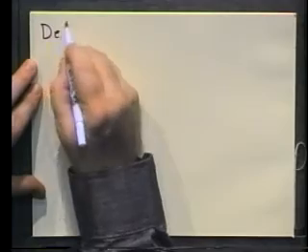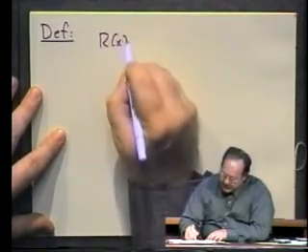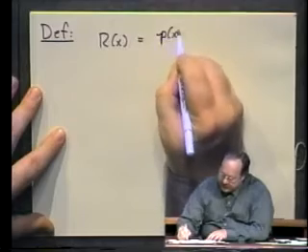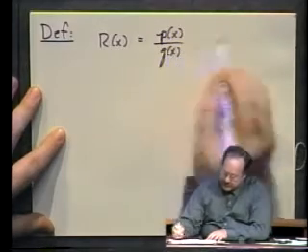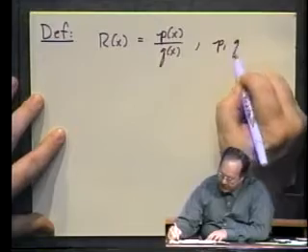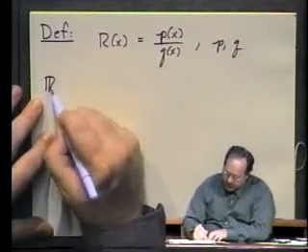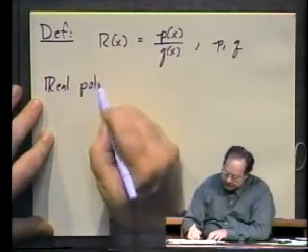Okay. Well, we can avoid the problem that occurred on the other page if we're a little bit careful. If there is no possibility of division, then we don't have to worry about the problem. So here's the definition. R of x, which of course I can write as p of x over q of x, where p and q are polynomial functions, actually real polynomial functions.